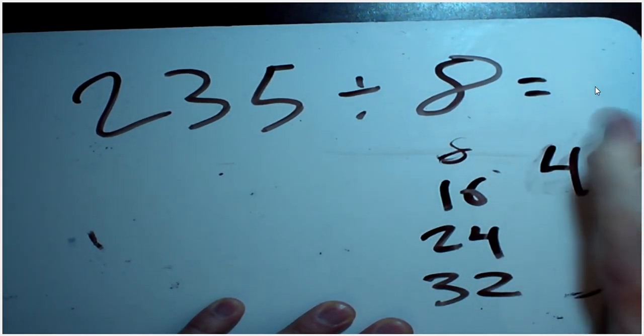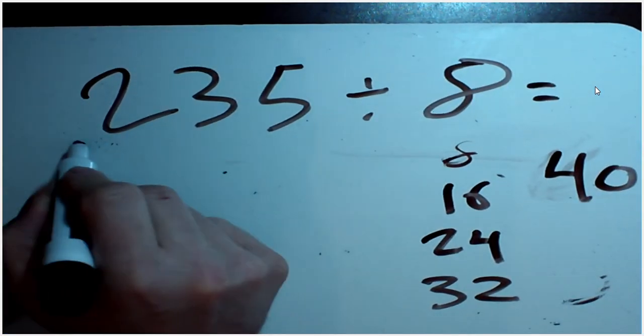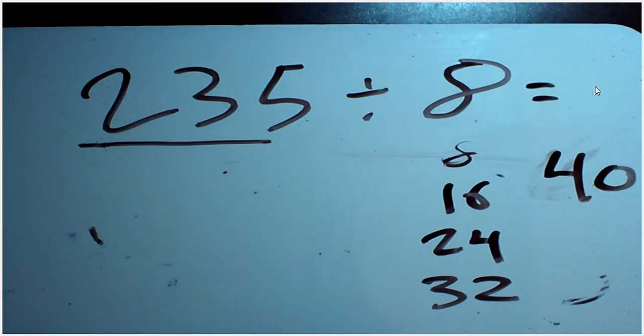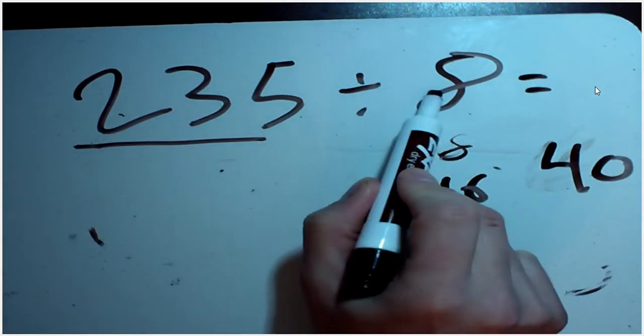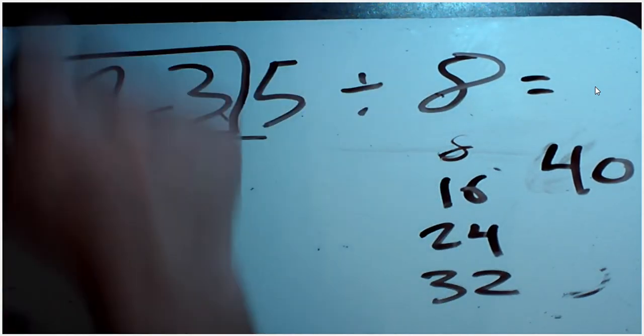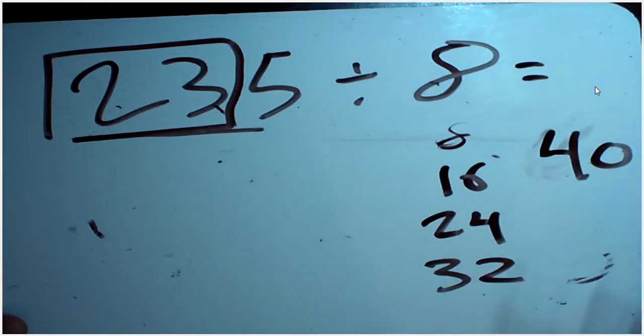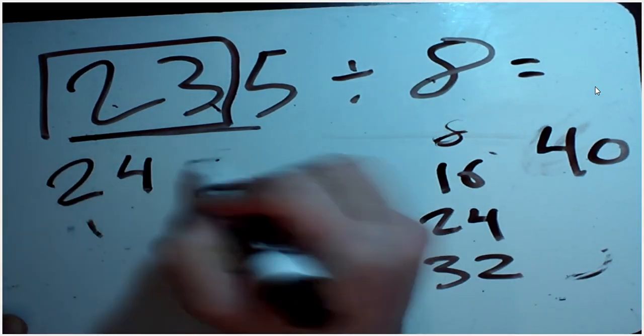Then I'm going to look over here at my dividend. So we have 235. So I know that 8 cannot go into 2. 8 could probably go into a number that's close to 23. Look at my factor list: 8, 16, 24, 32, 40. Which one of these is the closest? 24 is only one off. So I'm going to make my 235 into 240.